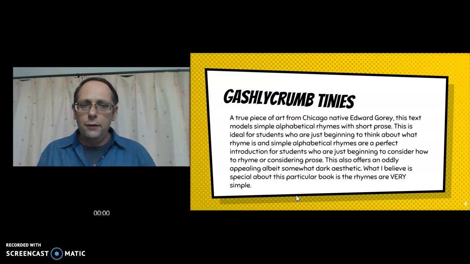It doesn't have a whole lot of difficult vocabulary. The rhymes are really simple. They're based on the alphabet. One rhyme leads into the next and they're set into pairs, so it's very simple and really easy to model after.